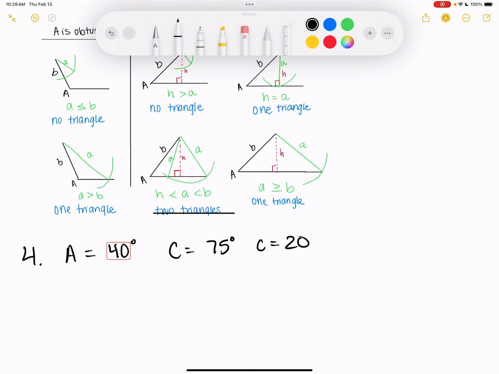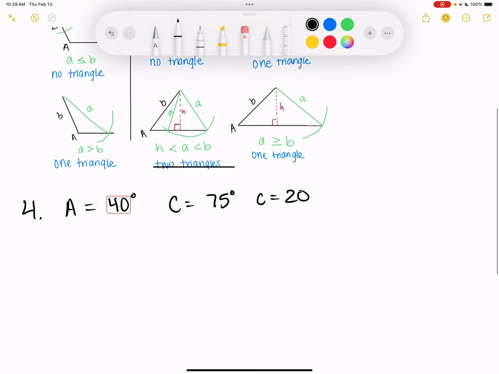So what case do we have? Angle, angle, side, or side, angle? Angle, angle, side. So when it's angle, angle, side, how many triangles do we have? 1, because 2 angles on one side.